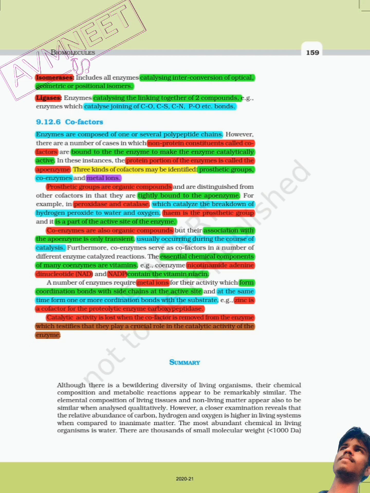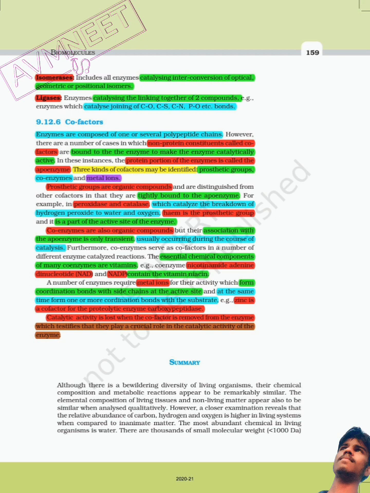Coenzymes are also organic compounds, but their association with the apoenzyme is only transient, usually occurring during the course of catalysis. Furthermore, coenzymes serve as cofactors in a number of different enzyme-catalyzed reactions. The essential chemical components of many coenzymes are vitamins. That is, the coenzymes nicotinamide adenine dinucleotide (NAD) and NADP contain the vitamin niacin.